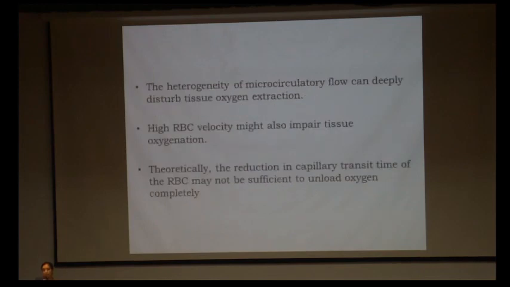So how does this affect the peripheral perfusion in cirrhotics? The heterogeneity of flow disturbs oxygen extraction. High RBC velocity also impairs tissue oxygenation because enough time is not there for exchange between the RBCs and the tissues. And theoretically, the reduction in capillary transit time may not be sufficient to unload the oxygen completely.